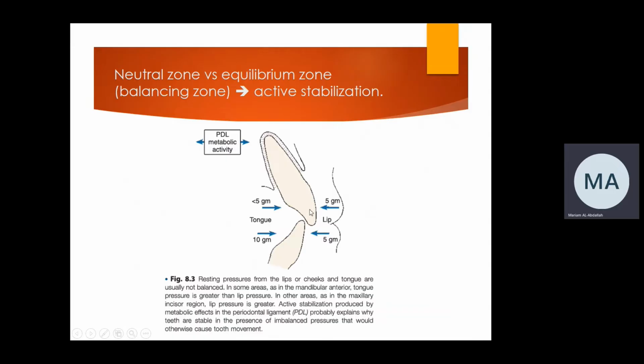So why are the teeth stabilized and not moving? Well, the concept of a neutral zone is not true because the net forces acting on the tooth do not reach zero. On the contrary, there are forces acting there, and what's keeping the tooth from moving is the active stabilization produced by metabolic effects within the periodontal ligaments. This is the important explanation for having this stable position. We call this zone the equilibrium zone. Active stabilization. This is not a neutral zone. This is not a balanced zone. The teeth are under pressure and this is not equal from both sides. So what's keeping the tooth from moving is the active stabilization within the periodontal ligaments. In other words, as long as the periodontium is healthy, the teeth will be stabilized in their position.